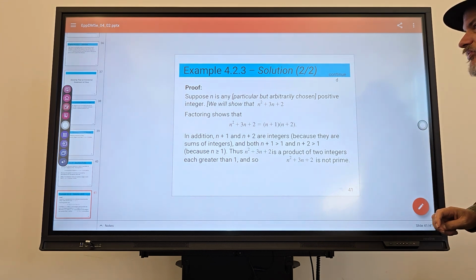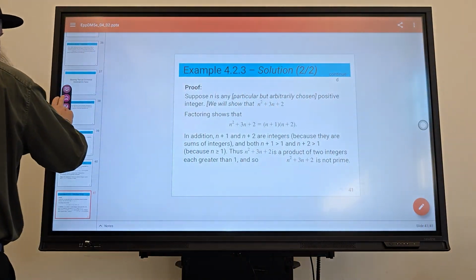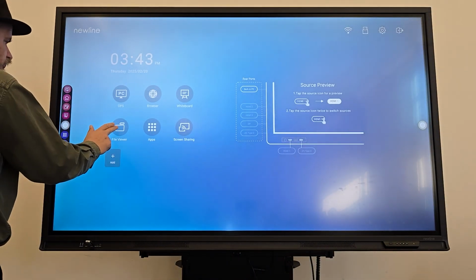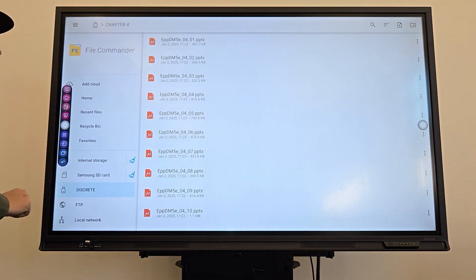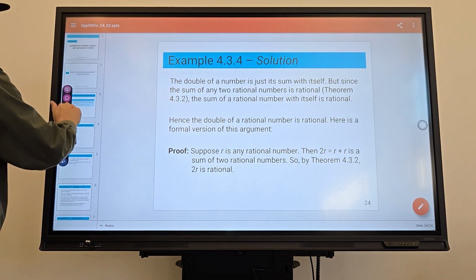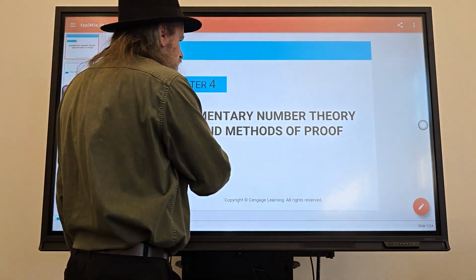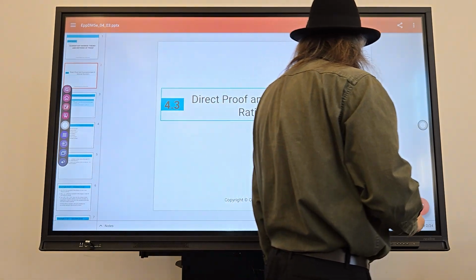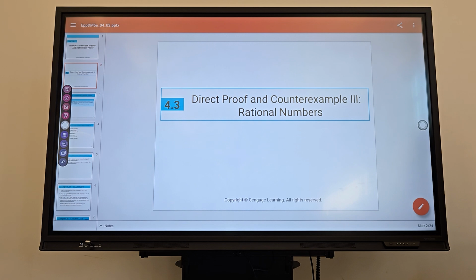And that's it for this section. The next section is fairly brief. I'll go to the beginning. All right, so direct proof and counterexample 3, section 3, rational numbers.